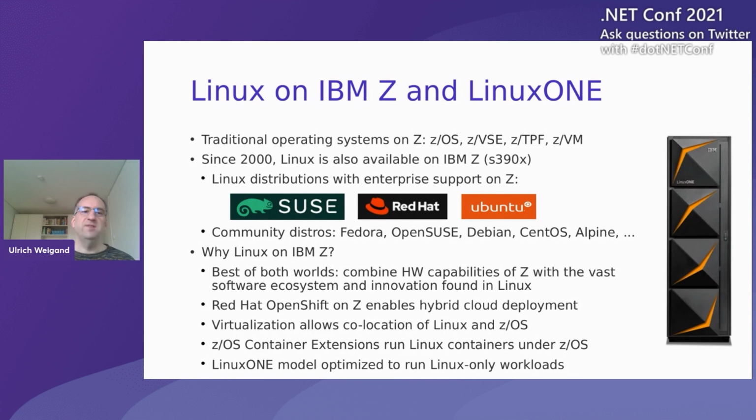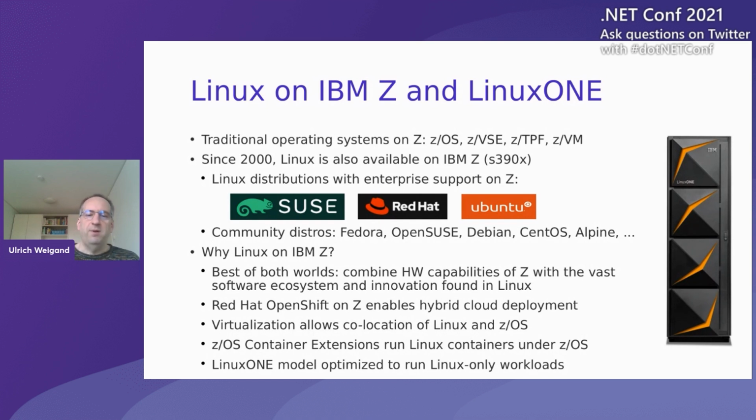As you know, Linux runs everywhere, and Linux runs from the smallest embedded system to the largest supercomputer, and Linux also runs on IBM Z. It's been available since about 2000. You can choose distributions with enterprise support from either SUSE, from Red Hat, or from Ubuntu, with full support for IBM Z. Now, why would you run specifically Linux on our platform?